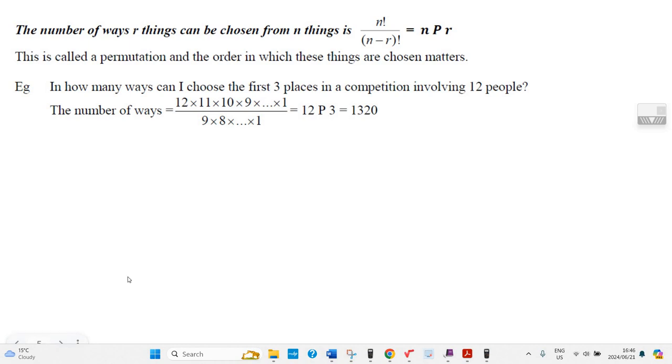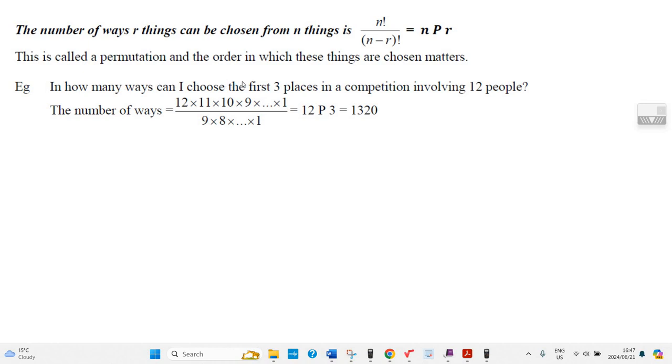Okay, now we're going to look at the permutation formula, and it's pretty darn useful. And there's a lovely button on our calculator that will do it all in a flash. So the number of ways r things can be chosen from n things is n factorial over n minus r factorial. And if you press the nPr button on your calculator, you'll get the answer. But let's just look at an example, and then it'll become clear what this means.